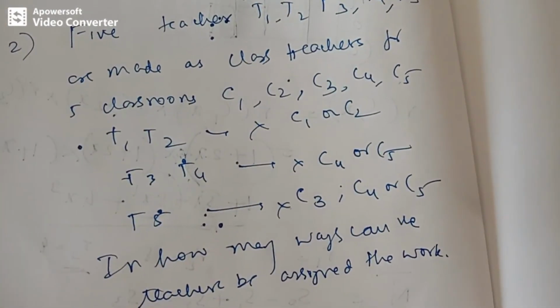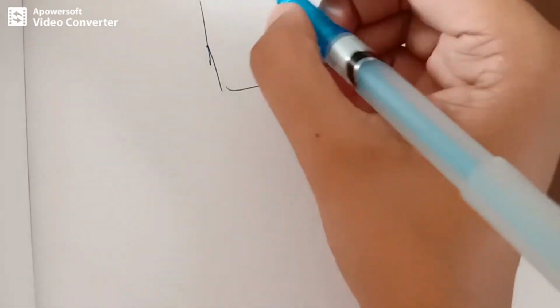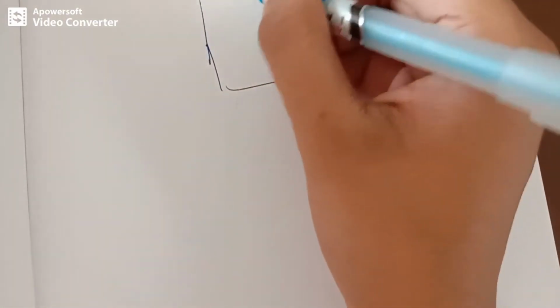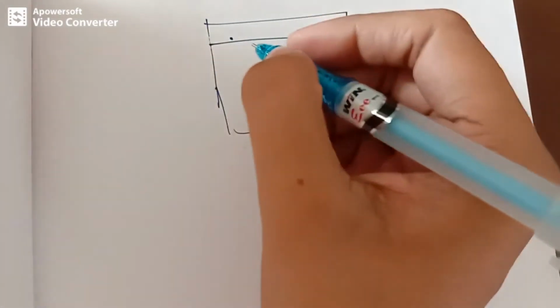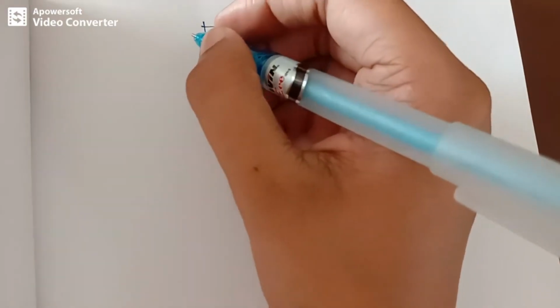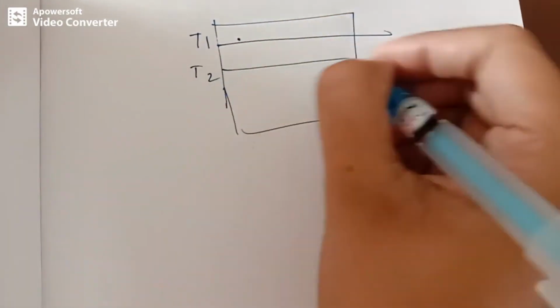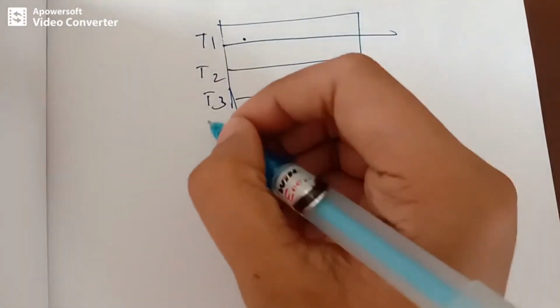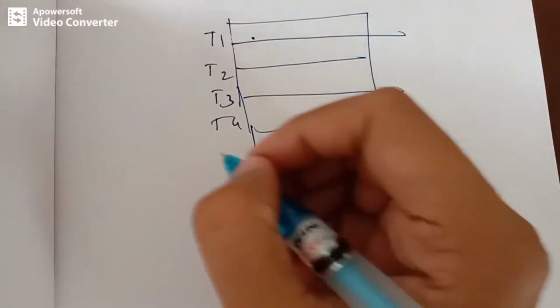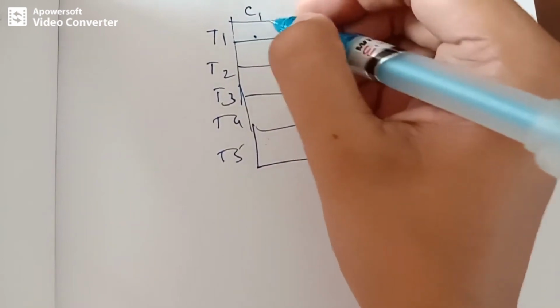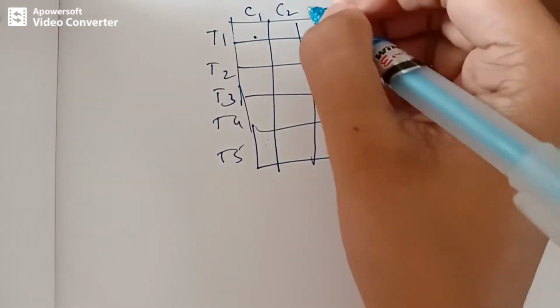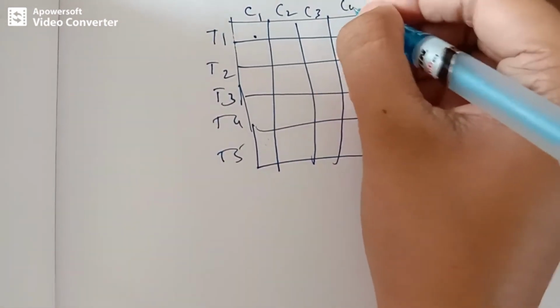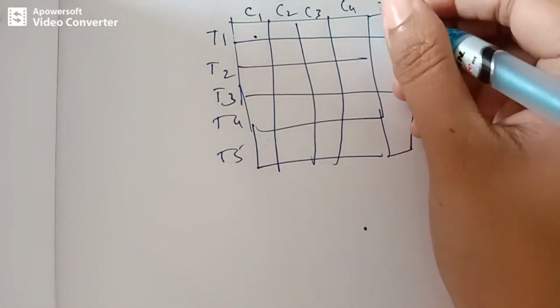Here you must know that you need to draw the chessboard. So let's draw the chessboard with the given conditions. I'll be marking the rows. First of all, the rows represent teachers. How many teachers are there? 5 teachers. They are to teach 5 classrooms: C1, C2, C3, C4 and let's say C5.